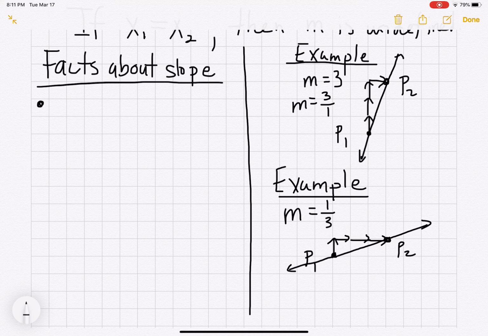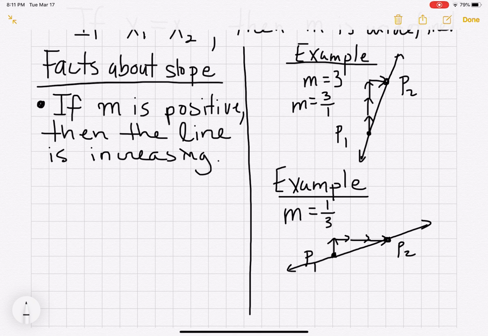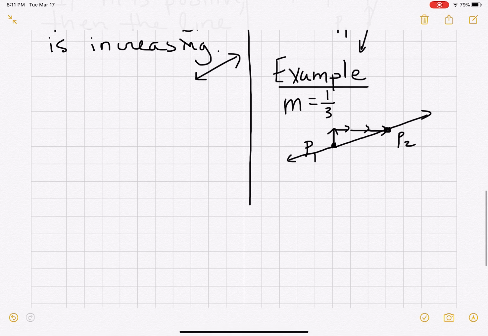So an important fact here we're going to establish is if the slope is positive, m is positive, then the line is increasing. And I'll just draw a little picture, increasing. That means as you go from left to right, the line is moving in an upwards direction. Okay, we want to do another example here.